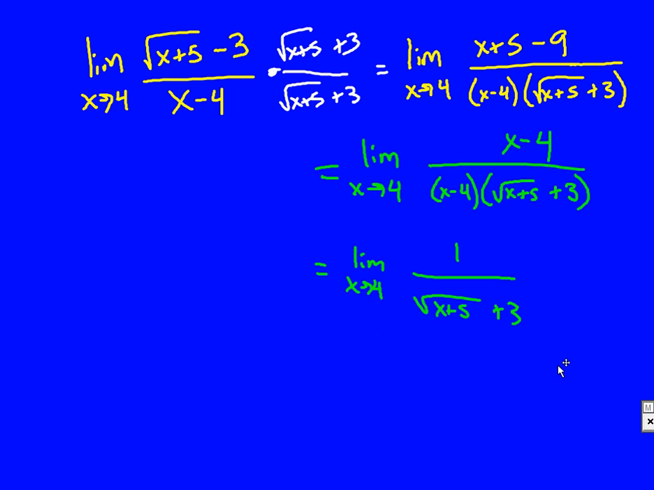The x minus 4s will cancel out here. I'm left with this. Now I can go and directly substitute in, and I should get as an answer here 1 over 6. This becomes the square root of 9, which is 3, plus 3 is 6. There you have it. Hopefully you're in good shape and know now how to solve limits analytically.